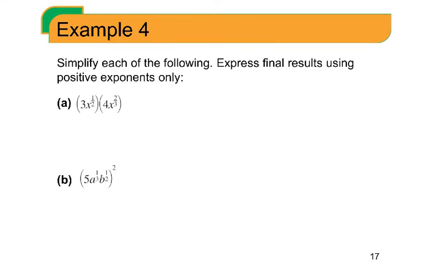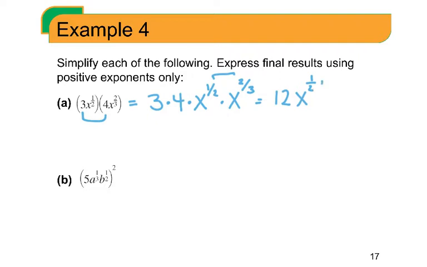Now, let's see. Simplify each of the following, only using positive exponents. All right, the way I approach these is I put the things that I can combine together first. I know I can multiply 3 times 4, and I can multiply x to the 1/2 power times x to the 2/3 power. 1/2 and 2/3, right? So what is this? 12x. And what do we do in this situation? We add the exponents.